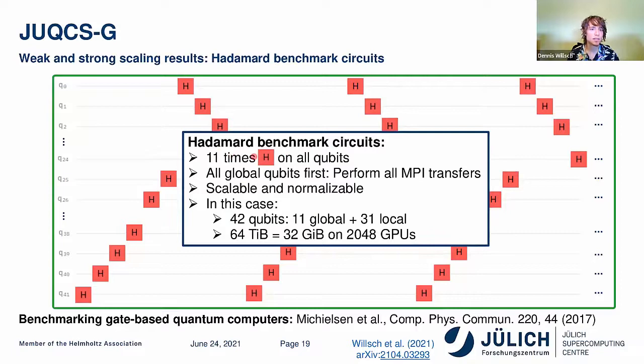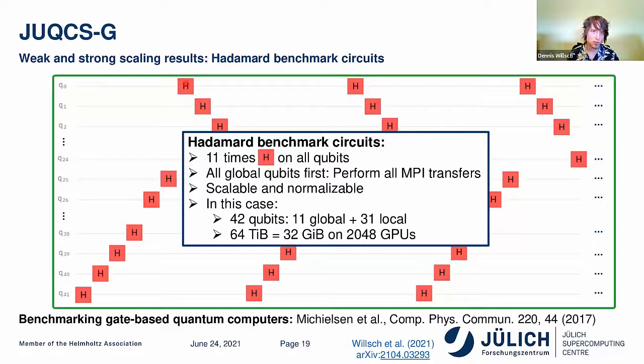So the features, as I've said, is in this particular case 11 times H on all the qubits, and you see the ordering is somewhat strange. And the reason is we do all the global qubit gates first, because then we do all possible MPI transfers, so all possible data transfers between the GPUs. And circuits that are made in this way are called identity circuits. So we have a bunch of these in this paper here. They are scalable because you can scale them to an arbitrary quantum computer size, and they are normalizable. So we have all the same gates here. So we know that roughly the computation for all of these gates is the same.